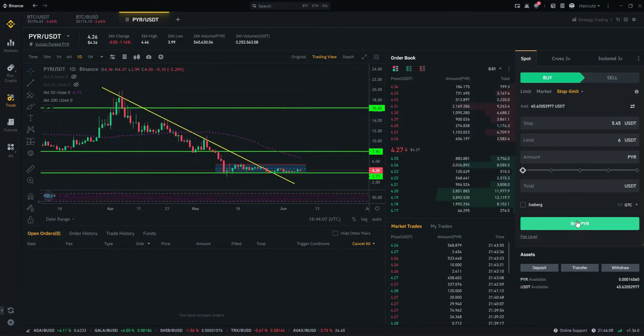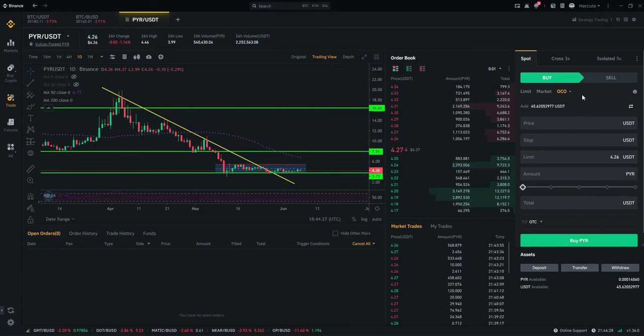Now, what you are going to do is illustrate how you can use the OCO. To do that, you just need to come here under the trading window and click on this drop down arrow, and you'll be able to see the OCO order below the stop limit. Now, if you notice, the OCO is giving us quite a number of parameters for us to fill, okay?